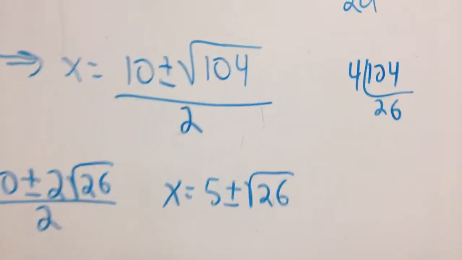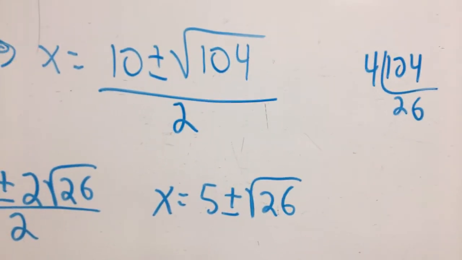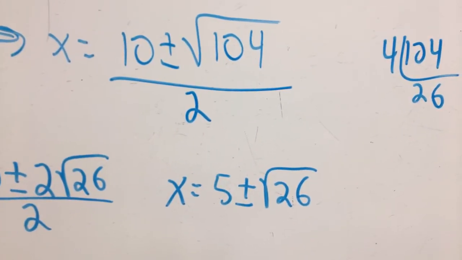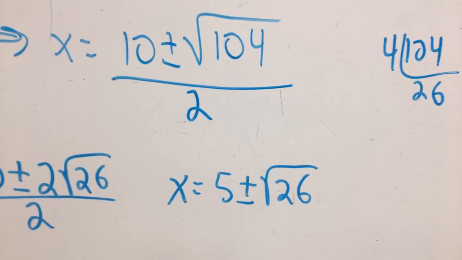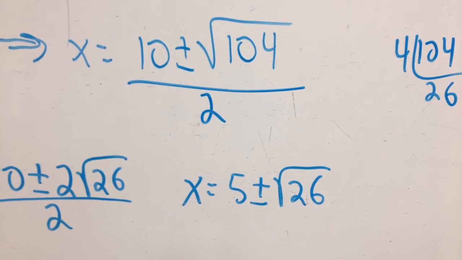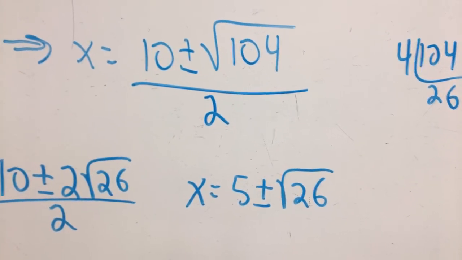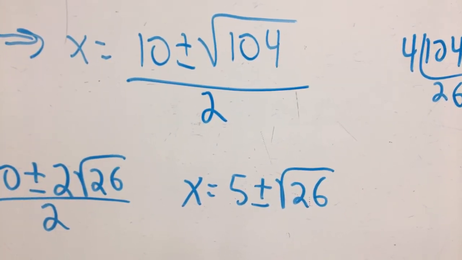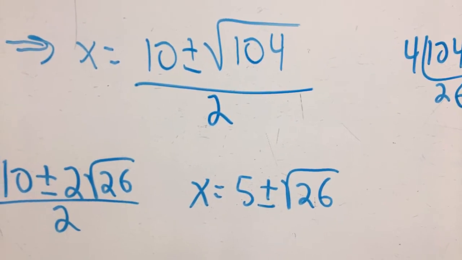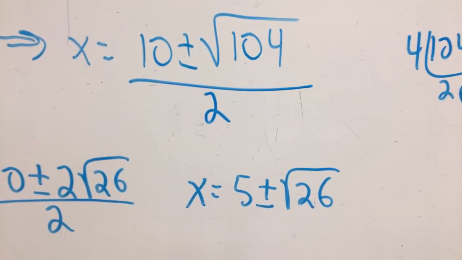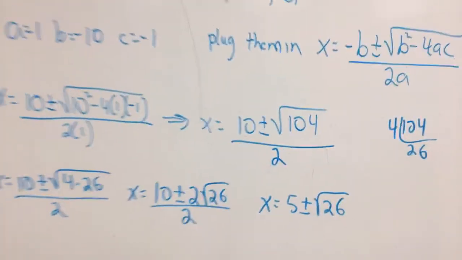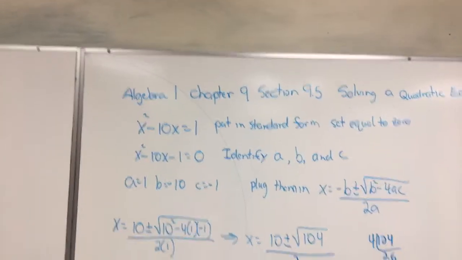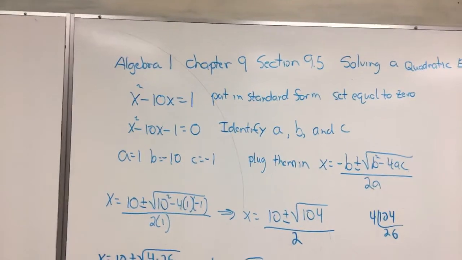Now that's two solutions. x is equal to 5 plus the square root of 26, and x is equal to 5 minus the square root of 26. If you were to graph this parabola, you would find the axis of symmetry is 5. One x-intercept is the square root of 26 to the right of 5, and the other one is the square root of 26 to the left of 5. All right? Now, that's an example of how to use the quadratic formula. You need to know how to do this.